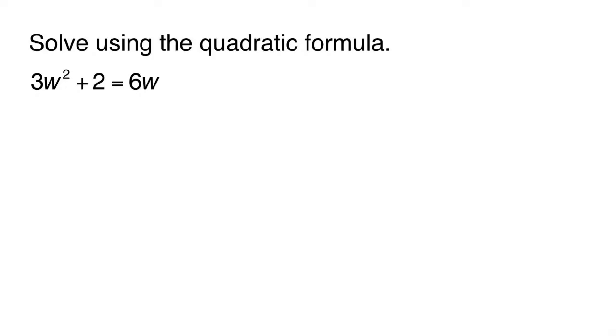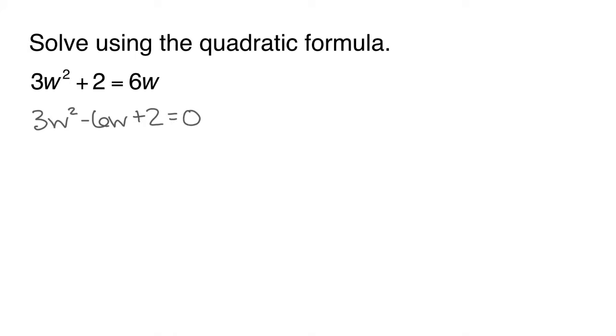Solve using the quadratic formula 3w squared plus 2 equals 6w. To use the quadratic formula, we first want to rewrite the equation with all of the terms on the left side of the equation and 0 on the right. So we'll subtract 6w from both sides. We have 3w squared minus 6w plus 2 equals 0.